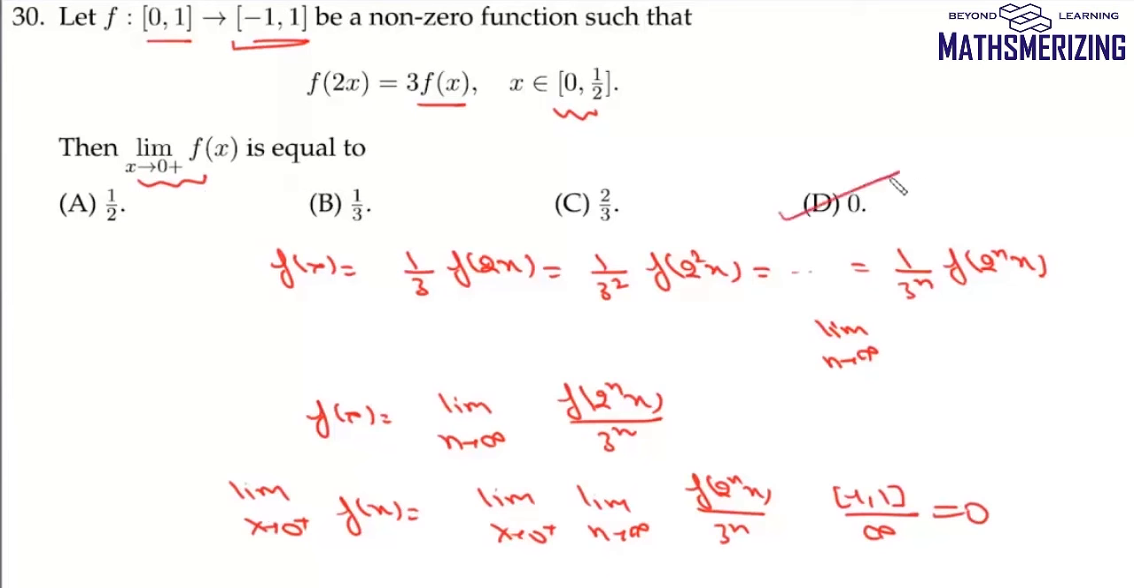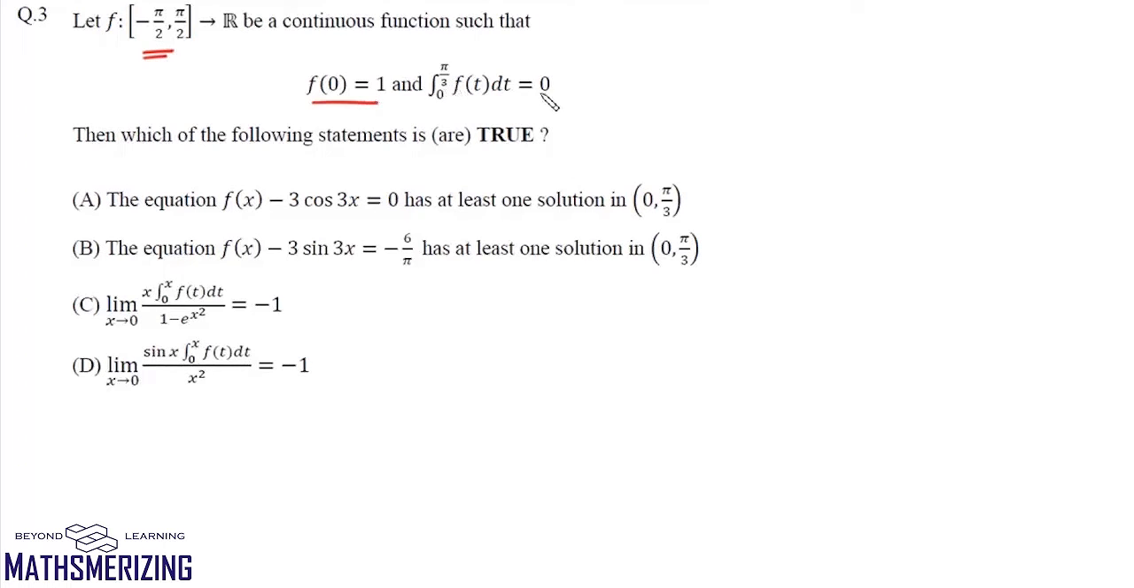Now the question is, we are given this function f defined from minus pi by 2 to plus pi by 2, and f(0) is 1, and this integral from 0 to pi by 3 of f(t) dt is 0. Now which of the following options is or are correct? Now what we'll do is, we'll assume a function g(x), which is this integral from 0 to x of f(t) dt minus sin 3t in the interval x belongs to 0 and pi by 3.